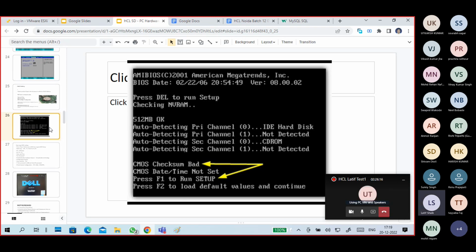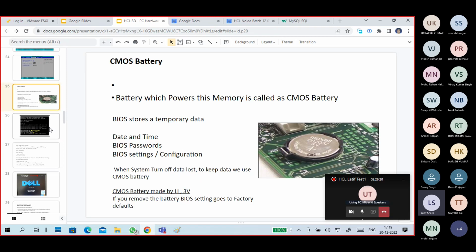Okay, good. Okay, guys, some people will say that if you remove this battery and reinsert it, your OS password will be gone. No. Your password won't be gone. Only BIOS passwords, date and time, and of course every setting go to factory default. Okay.